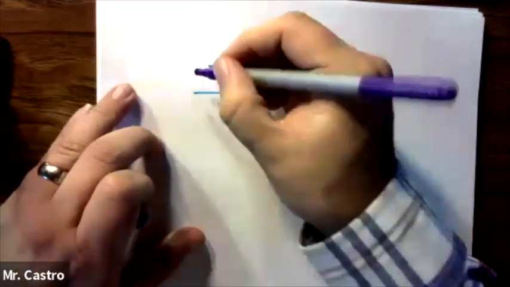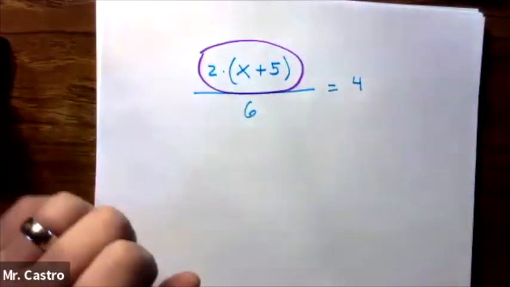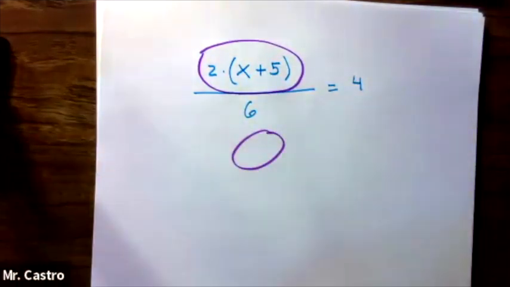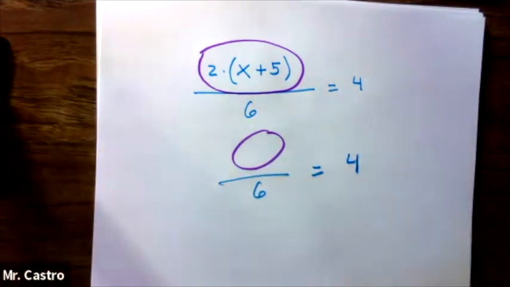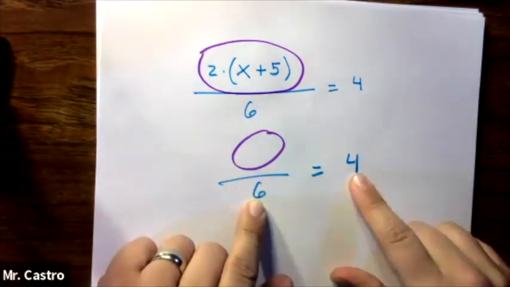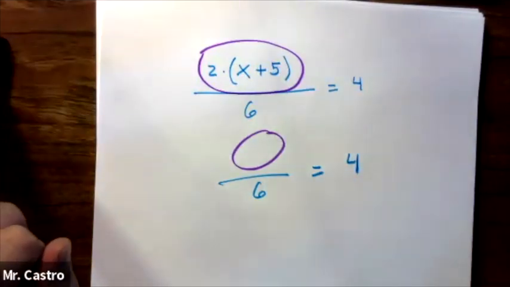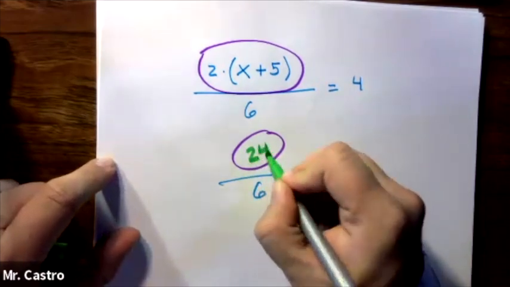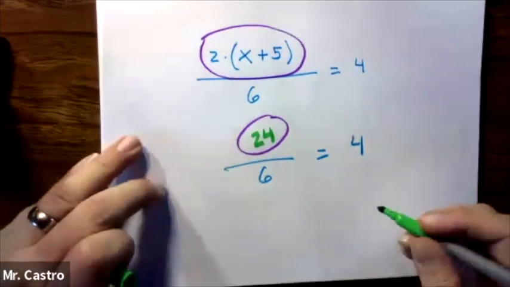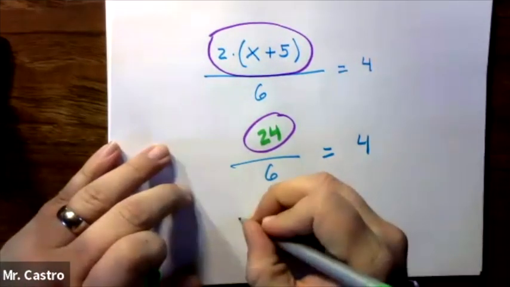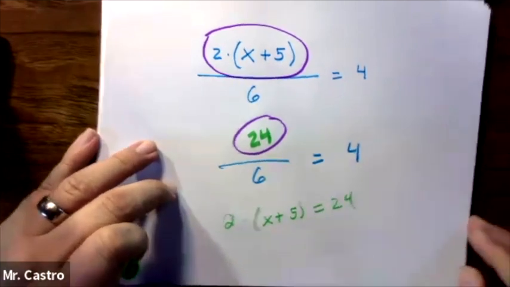All right, so we're going to do this logically. I'm just going to do a purple circle around all this. Okay, so I have purple circle divided by 6 is equal to 4. What number divided by 6 is going to be equal to 4? That is going to have to be 24. 24 divided by 6 is going to give me 4. So that means that 2 times x plus 5, that has to be 24.